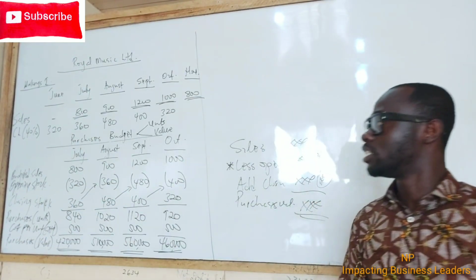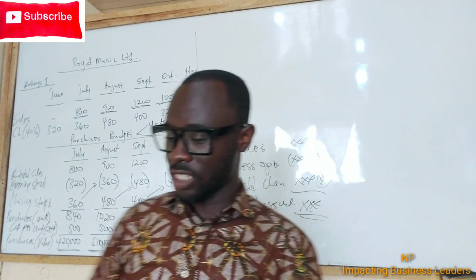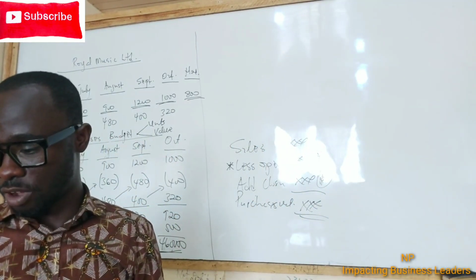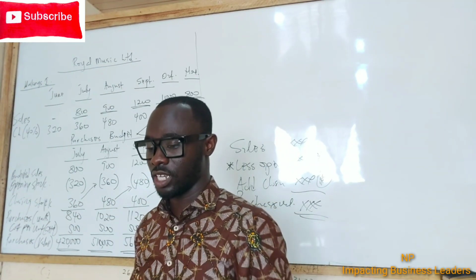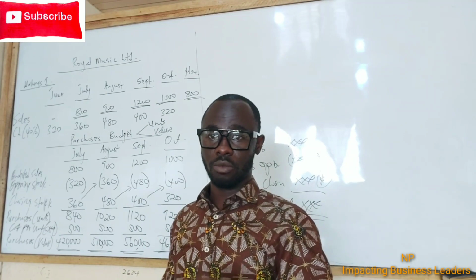So that's the purchases budget, and I'll see you in the next video as we look at another type of budget, and that's going to be B, Nhyira Company Limited, and that's about trade receivable.